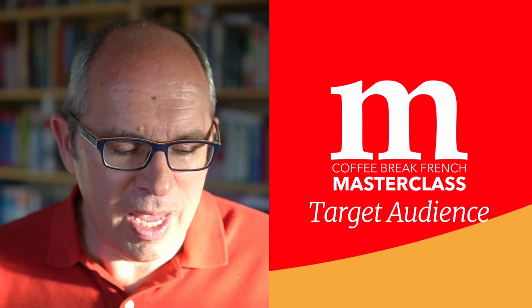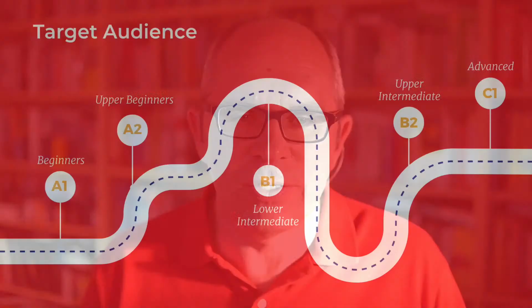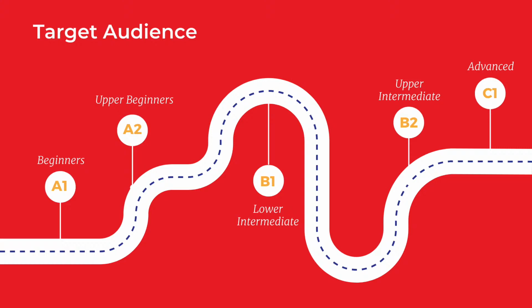So the target audience for the masterclass is intermediate learners. So if we look at the journey of learning, where it starts at A1, goes through A2, upper beginners, then lower intermediate B1, upper intermediate B2, advanced C1, and then near native C2. We've not even put that on our roadmap here. Because the masterclass itself hovers around B1, B2. So in that respect, it's very similar to the level of our season 3 course.